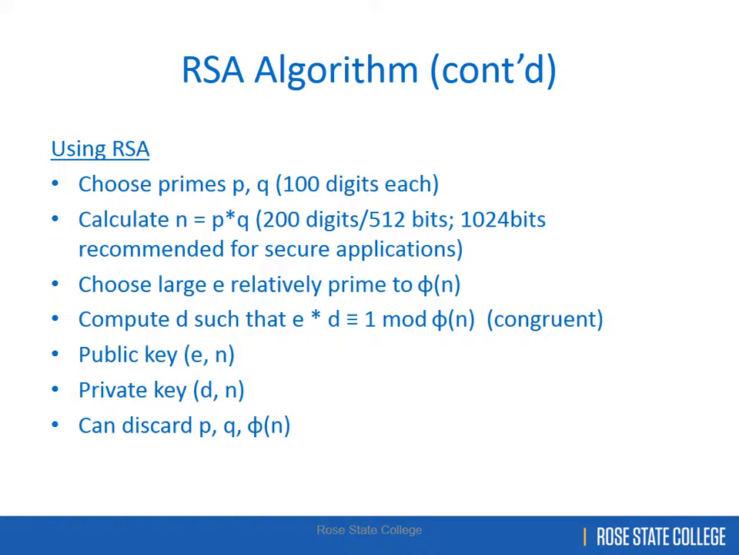Choose e that's relatively prime. We talked about that. Compute d. We know that, and we know what our public and private keys are. Once we know what e, d and n are, we can really throw away everything else. We don't need it anymore, because we used p and q to calculate n and the totient of n.